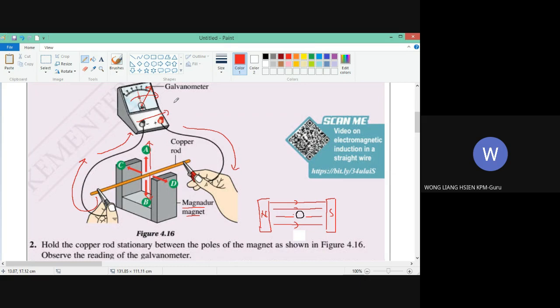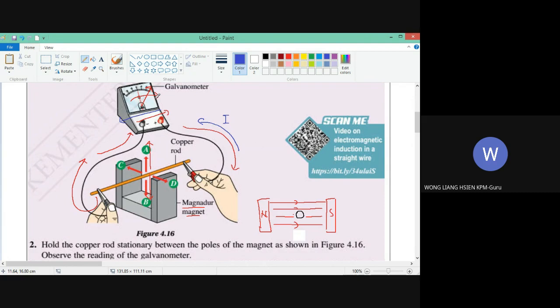A lot of students think that the pointer of the galvanometer shows the direction of current. That is incorrect. Why? Because the direction of current is opposite to the direction of the electron. If the electron flows this direction, then the current is in the opposite direction. So the pointer of the galvanometer shows the opposite direction of the current.